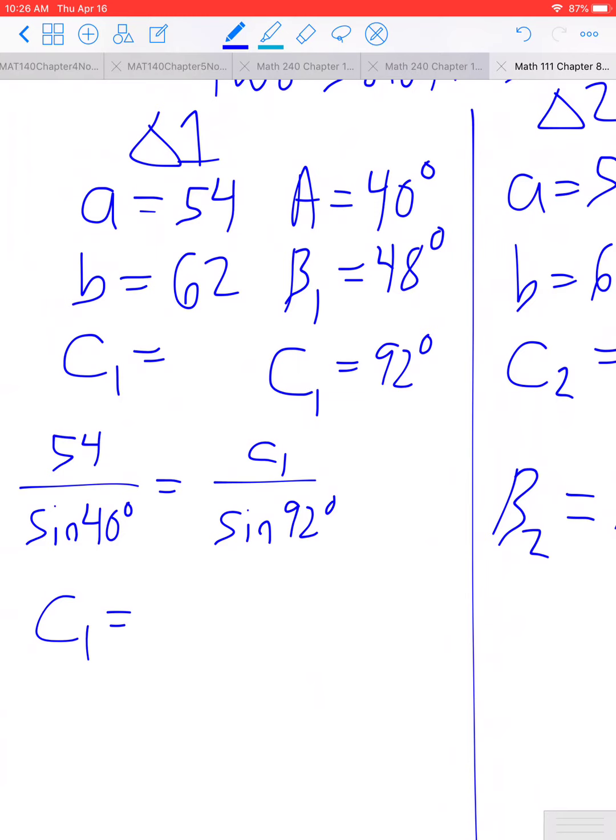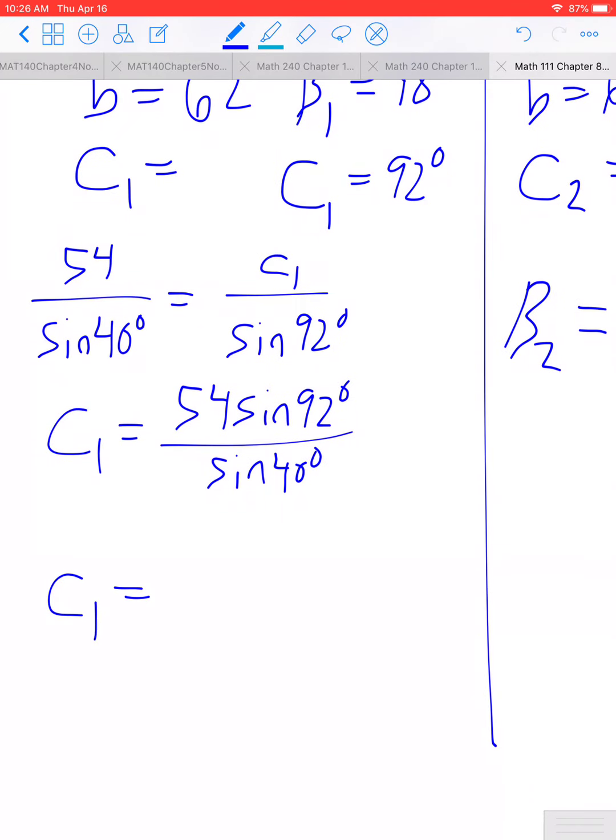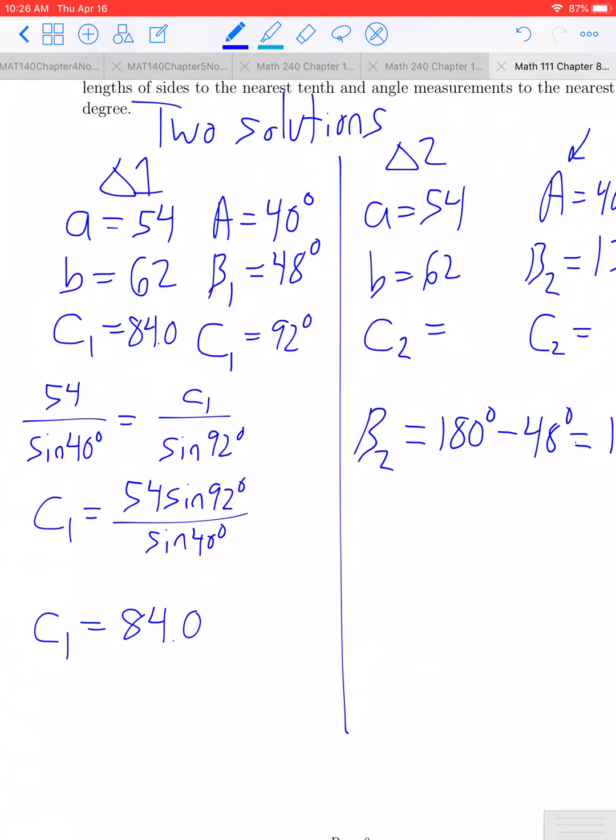Cross multiply and divide, you would get that C1 is equal to 54 times the sine of 92 degrees divided by the sine of 40. And so C1 is equal to, to the nearest tenth, 84.0. So those give us the values for the first triangle.